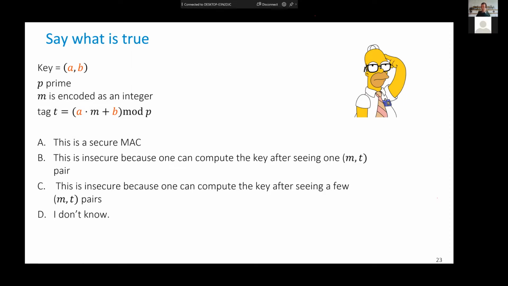This is the MAC that was invented by Homer, who took a course on error detection. What do you think about this tag? Is it a good one? Is it a secure MAC, or is it insecure for one of the reasons that I propose here?